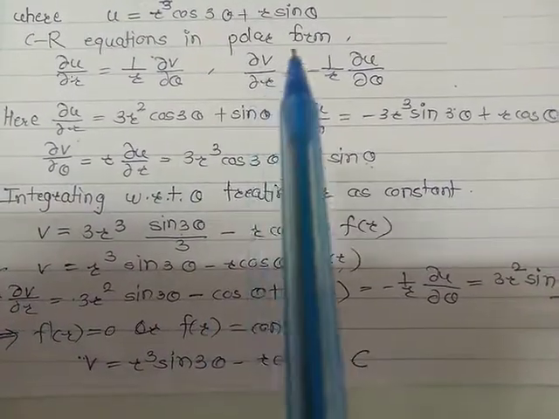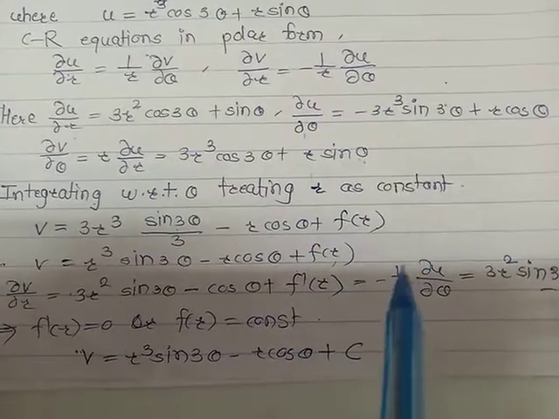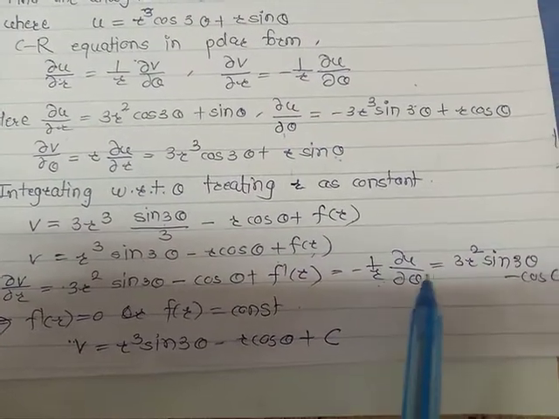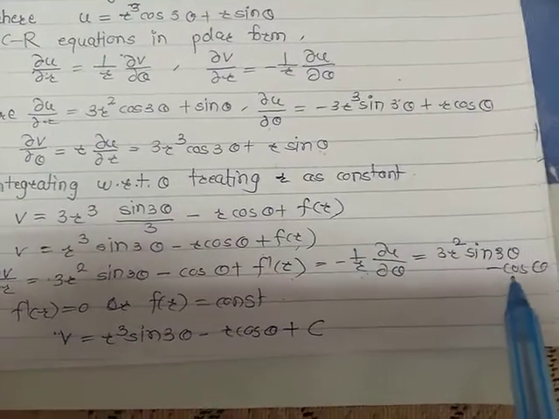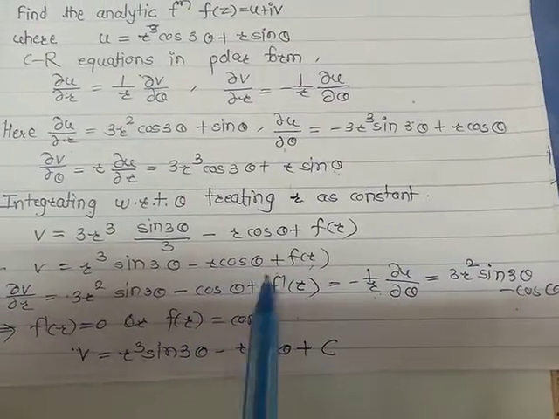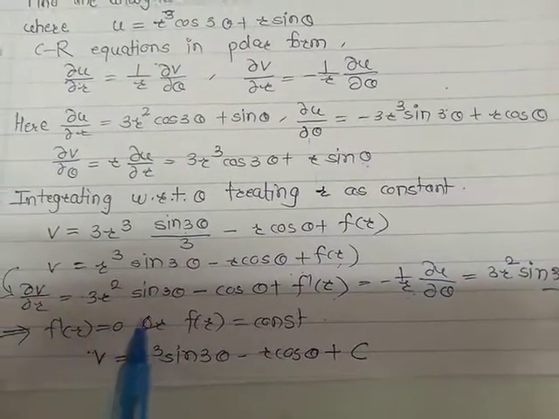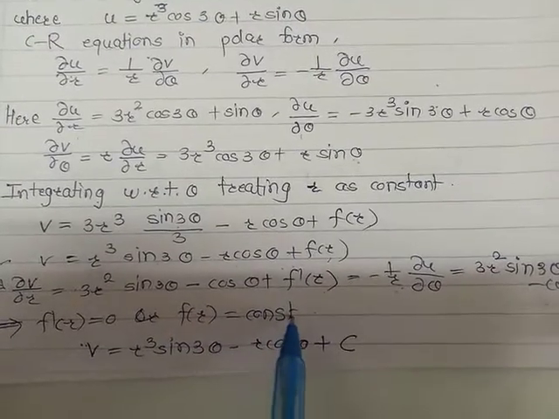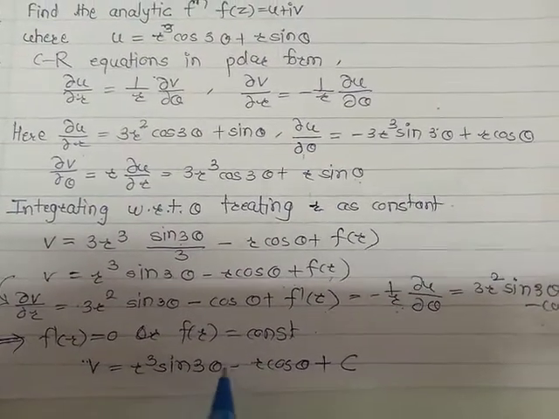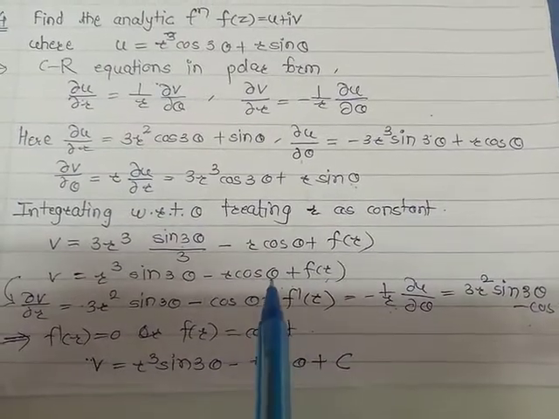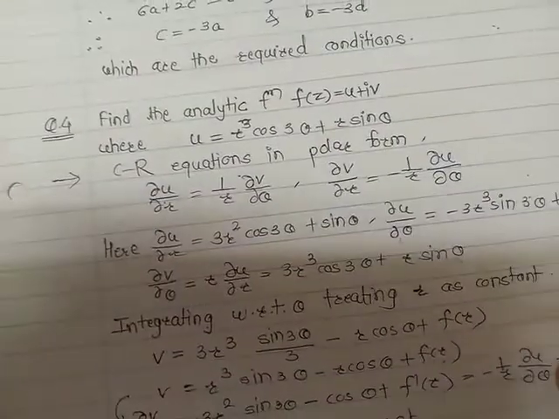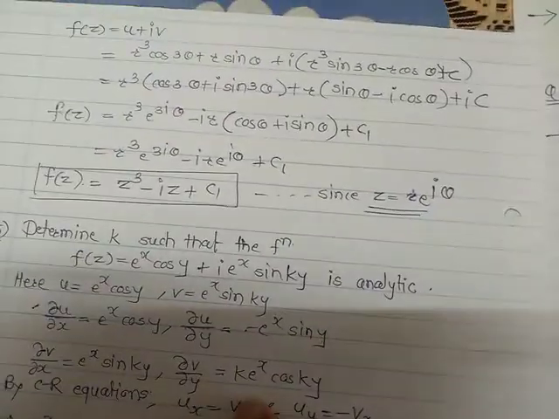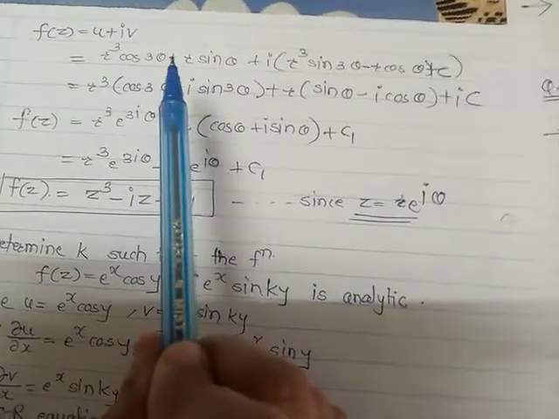But ∂v/∂r is minus 1 upon r ∂u/∂theta because of CR equation. So ∂v/∂r becomes 3r square sin 3 theta minus cos theta. Now comparing these two sides, we can easily say that f dash r will be 0. So f(r) is constant. So v becomes r cube sin 3 theta minus r cos theta plus c. Now we know that f(z) is u plus iv, put values of u and v.